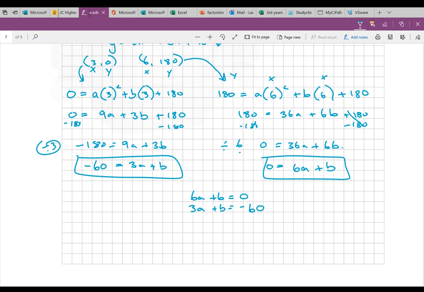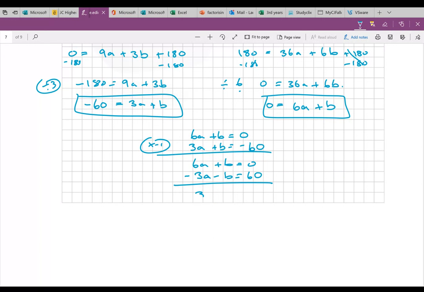Okay, I can rearrange this so that they're on different sides, or rewrite it rather. Okay, same with the 0. I'm going to multiply this by minus 1. So 6a plus b equals 0 is not going to change. Minus 3a minus b is equal to minus 1 by minus 60 is 60. And I add downways. 6a minus 3a is 3a. b minus b is 0. 0 plus 60 is 60. Divide both sides by 3. a is equal to 20.